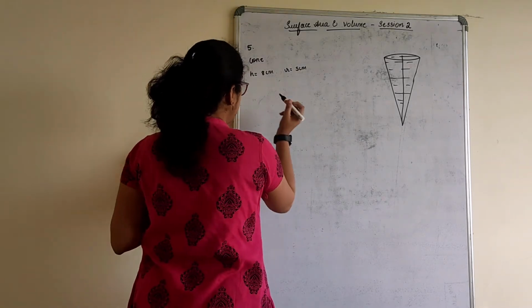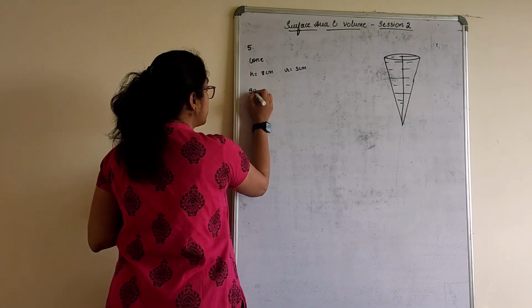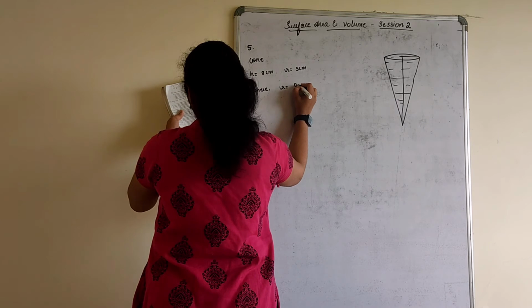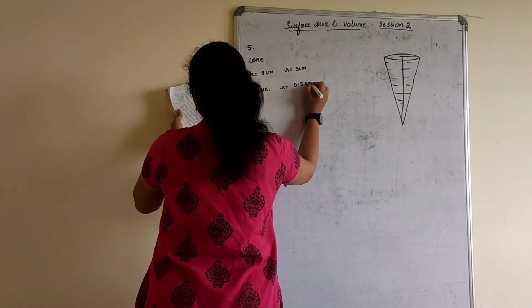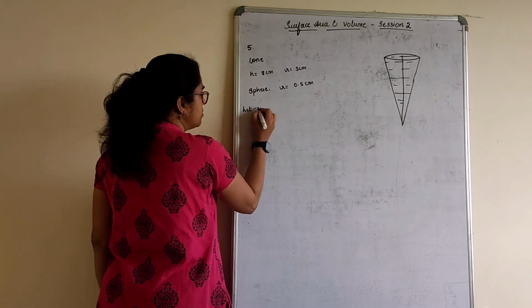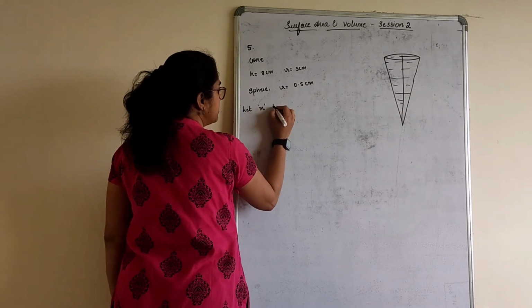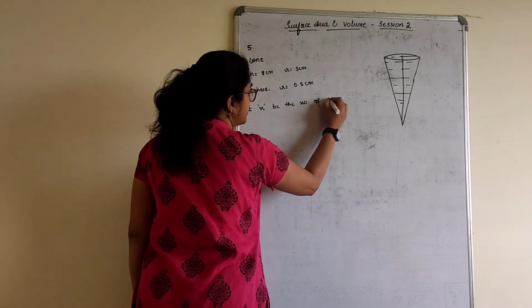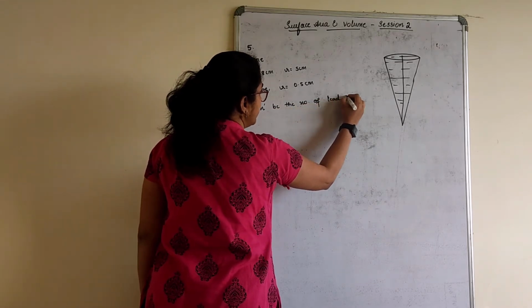First, the lead ball, when we talk about it, is nothing but a sphere. So the sphere has a radius of 0.5 centimeter. So let us first write, let n be the number of lead shots.